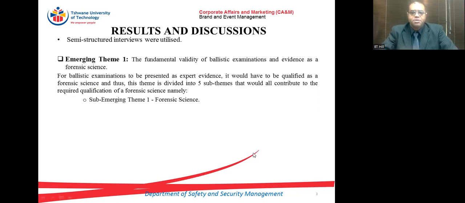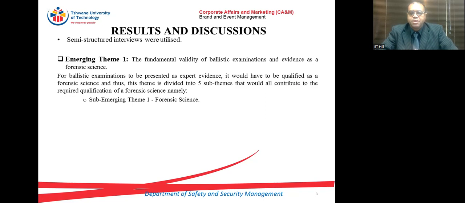Sub-emerging theme number 1, forensic science. When looking at the definition of ballistics, the study has pointed out that it is quite a broad definition or area of focus. It is evident that the primary function of the ballistic units, as it is called, is not the study of the movement of the bullet with every case being examined. It is rather the examination of the firearm mechanisms and firearm individualization.